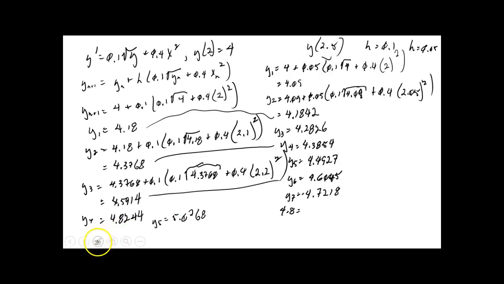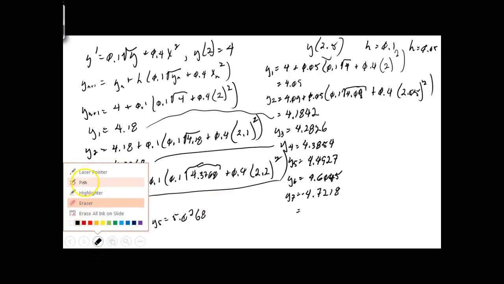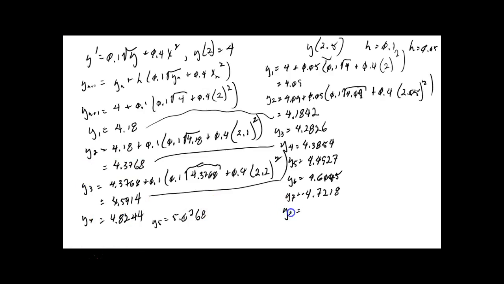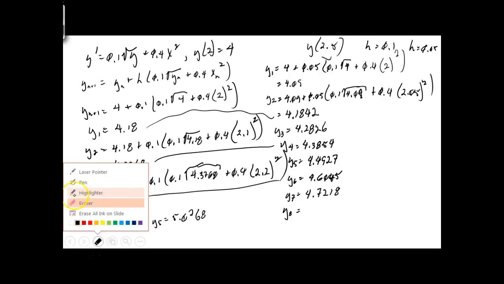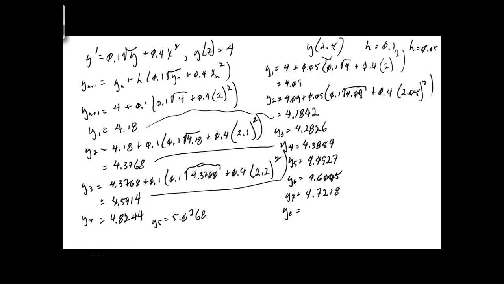Y sub 8. I don't know where that came from. Y sub 8. And I let my pen touch the page too soon, and I had something that looked like a minus sign there. It wasn't. Okay. Y sub 8, which is 2.4, is 4.8423.